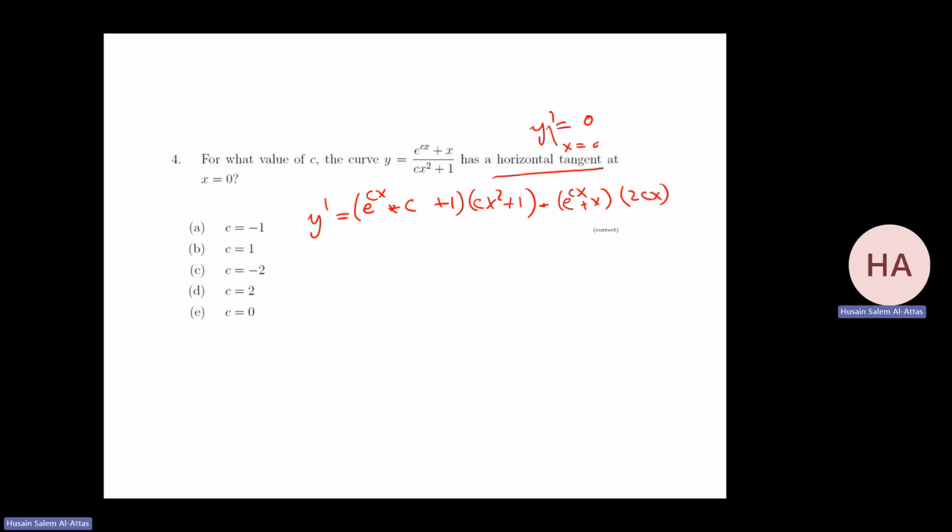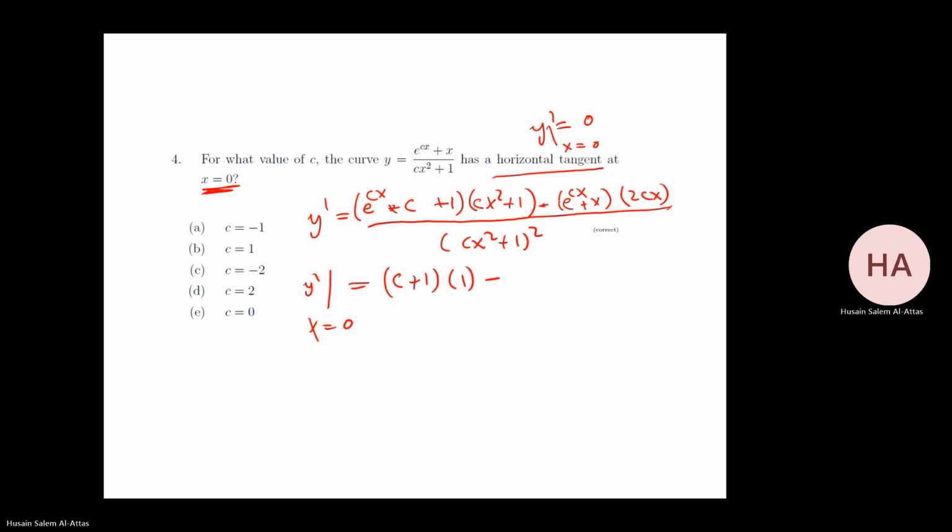I mean y prime at x equals 0, because you said horizontal tangent at x equals 0, over this one squared. Now y prime at x equals 0, that will be what? At x equals 0, I have e to the power 0, that will be 1, so I have c plus 1 times 1 minus, here e to the power 0, 1 plus 0, that will be 1 times 0, over, at x equals 0, that will be 1 squared, equals 0. So that means c plus 1 equals 0, that means c equals minus 1, which is the answer.